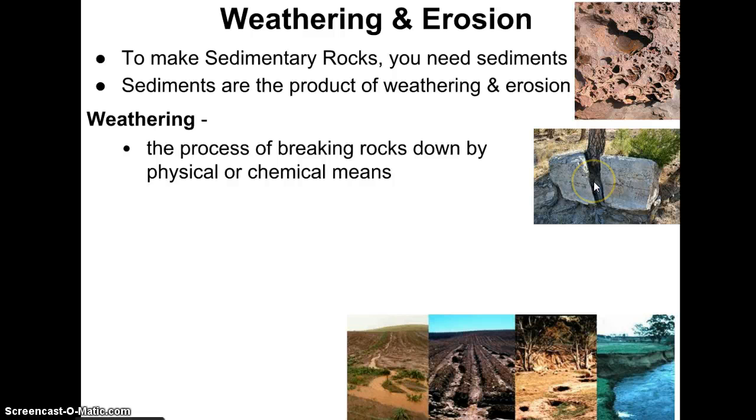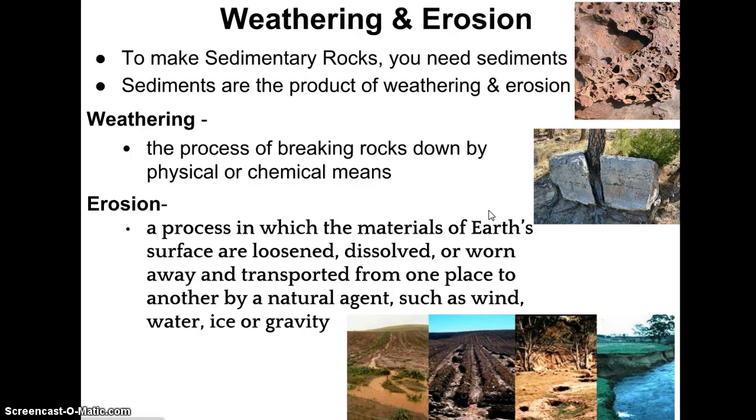Frost heaves that we have all over our roads are often formed from that mechanical weathering or physical weathering when ice gets between cracks in rocks and then breaks. And then chemical weathering happens when minerals, salts, and other chemicals get into rocks and cause it to break down. Erosion is when you actually take that broken rock and move it someplace. So it's the process in which the material of Earth's surface gets loosened, dissolved, or worn away, and then transported from one place to another by some sort of natural agent like wind, water, ice, or gravity.